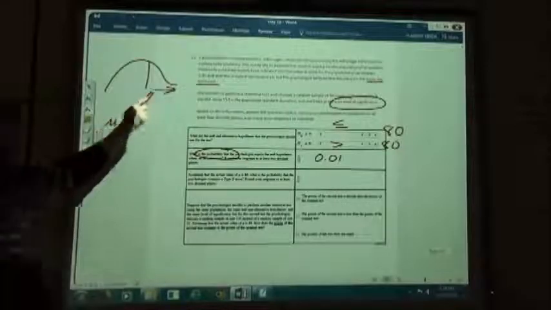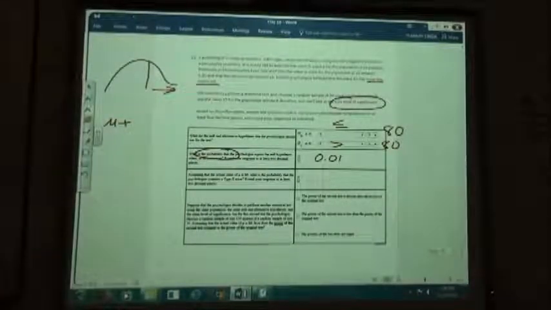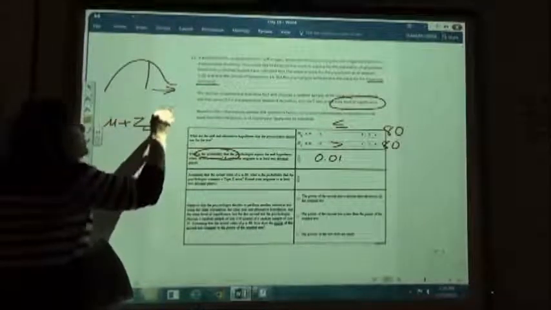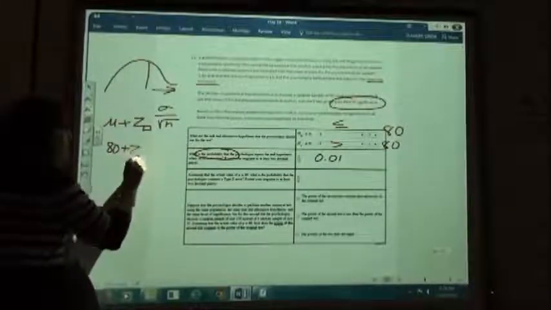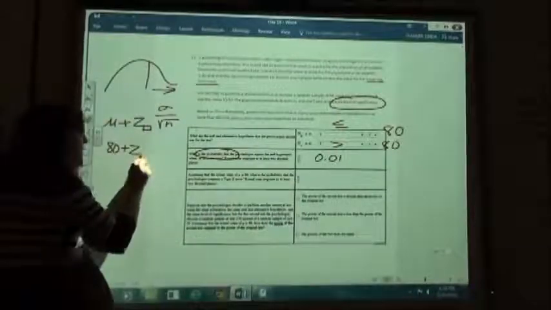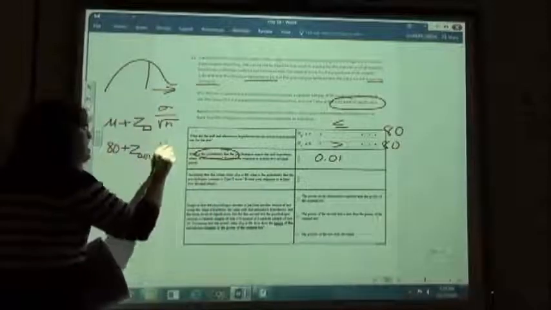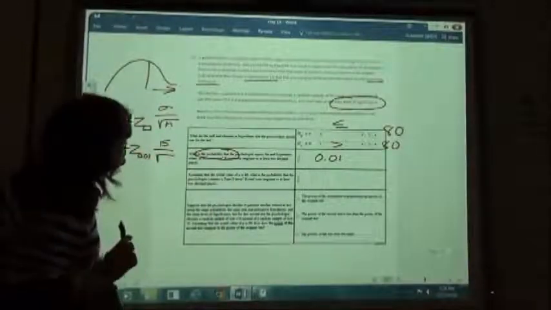We're going to do a plus because we're going to the right. If it's a minus, we would be going to the left. So we use the plus. Then we had z sub, standard deviation over the square root of n, right? So my mean, this number here, 80 plus z sub, and that sub number is your level of significance, so 0.01. My standard deviation is 15, and my n, I sampled 50 smokers, so square root of 50.